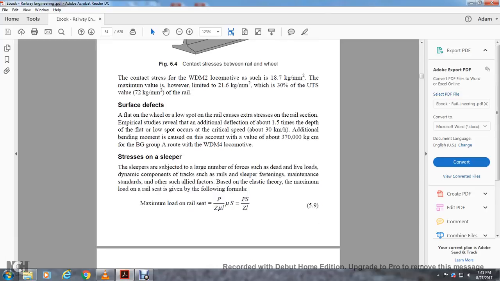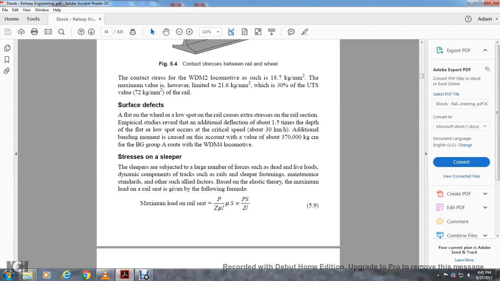Surface defects. A flat wheel on a low spot of the rail causes additional stress on the rail section. The empirical study revealed an additional deflection of about 1.5 times the depth of the flat low spot, occurring at a critical speed of 30 kilometers an hour. Additional bending moment is caused with a value of 370,000 kilogram centimeters from the broad gauge group of the route, with the WDM4 locomotive.